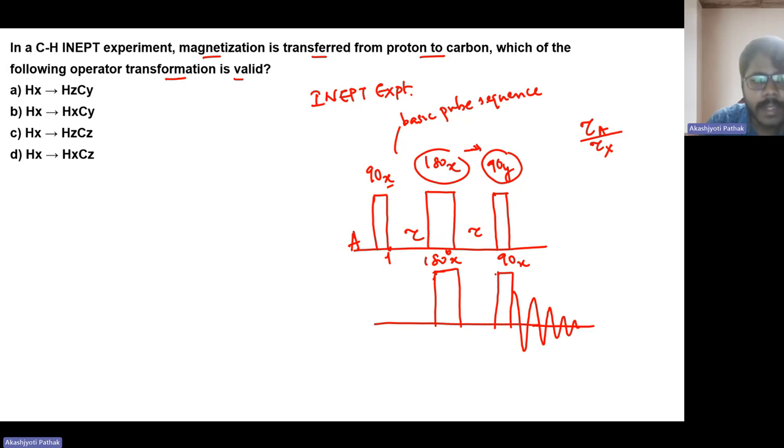Following a final 90-degree x pulse on the X channel, the signal is detected, and a Fourier transform is done on the time domain signal to get a frequency domain signal. So the advantage of this method is that the intensity enhancement is much higher than that obtained by the NOE methods we discussed earlier. Compared to the NOE methods, the signal enhancement in this case is much higher. That is the advantage of this INEPT method.